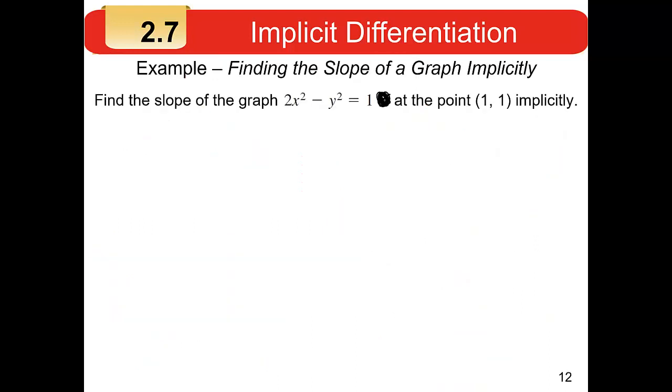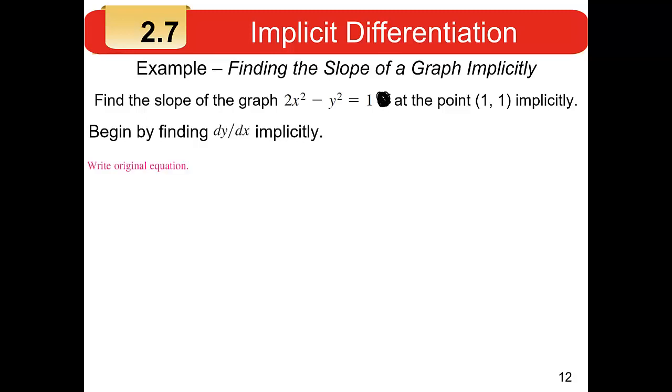So here we want to find the slope of the graph 2x squared minus y squared equals 1 at the point (1, 1) implicitly. Didn't really have to say implicitly, because that's the way you're going to have to do it, because the x's and y's are mixed up and it's not easy to solve for y. So even though he said to do it implicitly, it sort of implied that this will be an implicit problem. Well, how do you do that? Similar to what we just did.